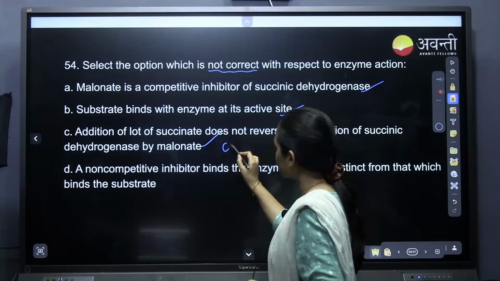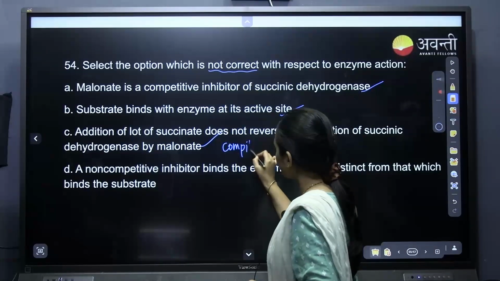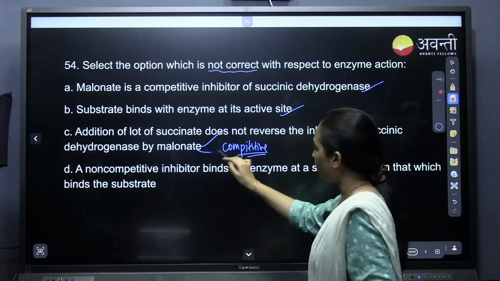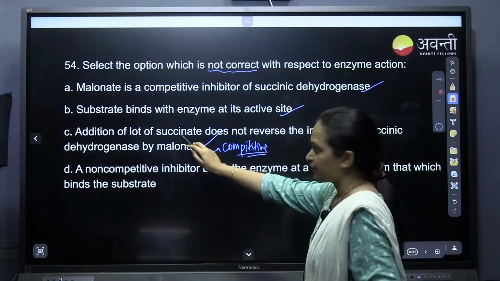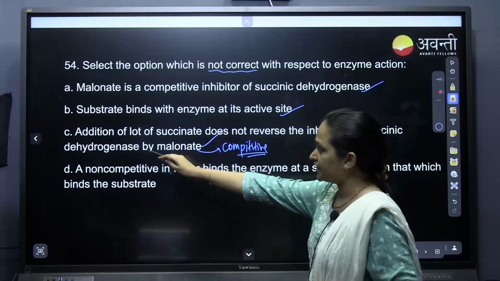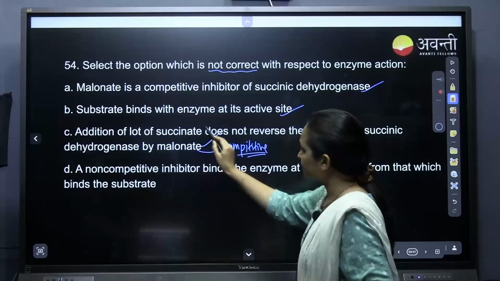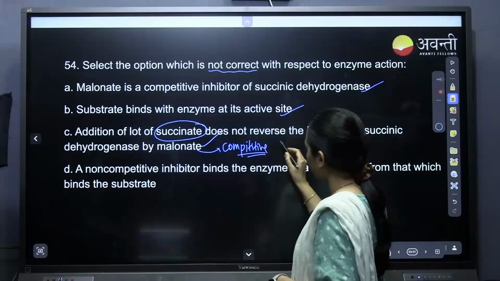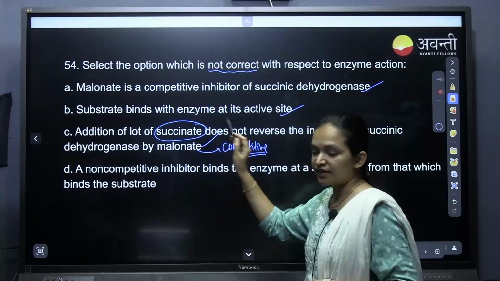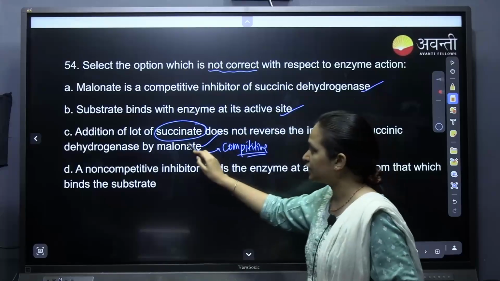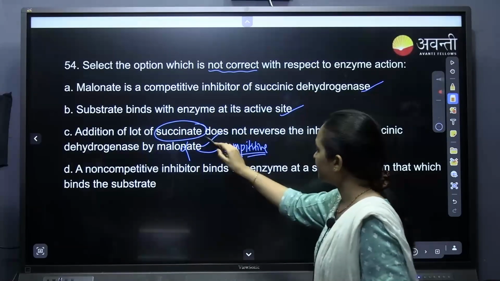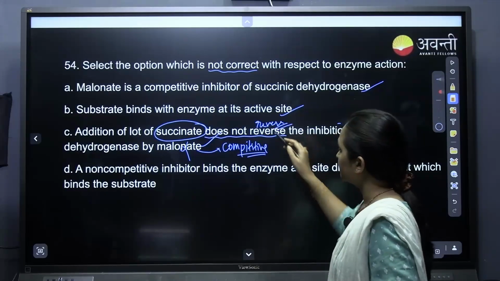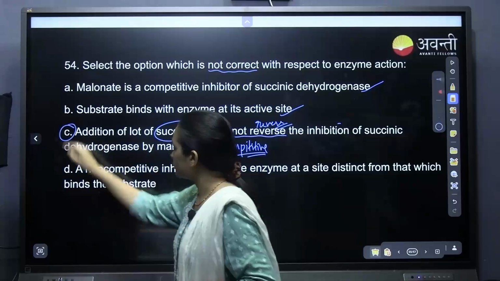Now, competitive inhibition means this malonate is competing with the succinate for the binding site of succinate dehydrogenase. If you increase the concentration of succinate very much, then the succinate will definitely bind to the succinate dehydrogenase, not the malonate. Here they have given that it does not reverse, but actually it reverses. So this is the wrong one. We will go through D also.